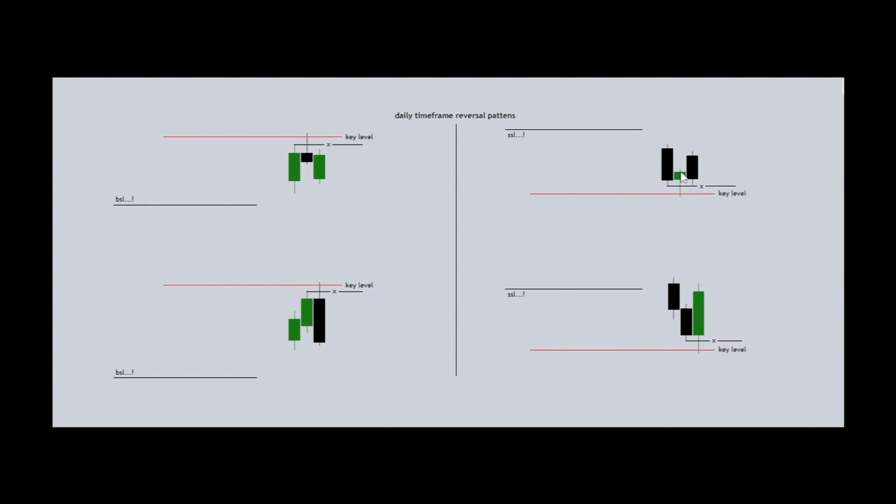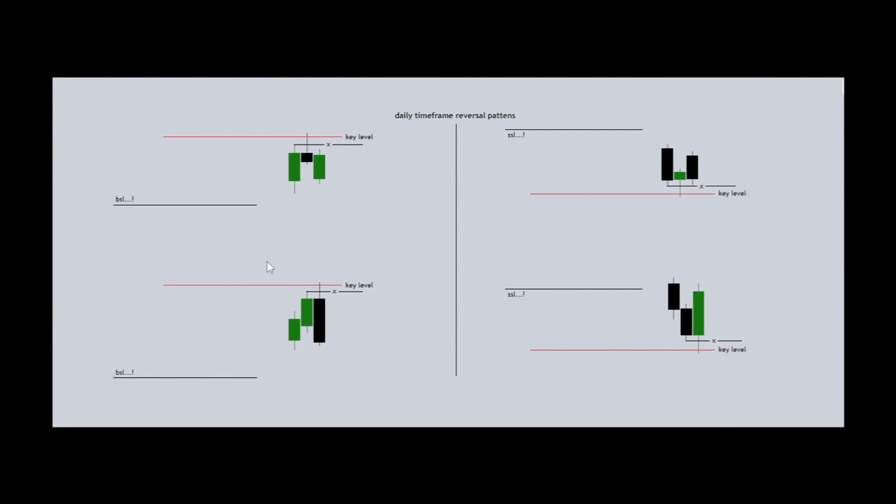Same thing here. This is a bullish reversal pattern. We're bearish and now we're expecting to reverse and go bullish. So this happens after taking out sell side liquidity or after tapping a key level or a PD array.